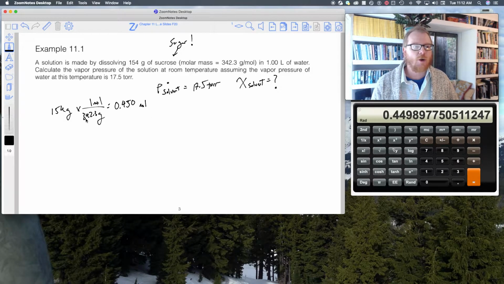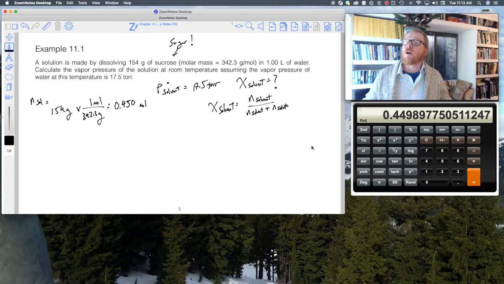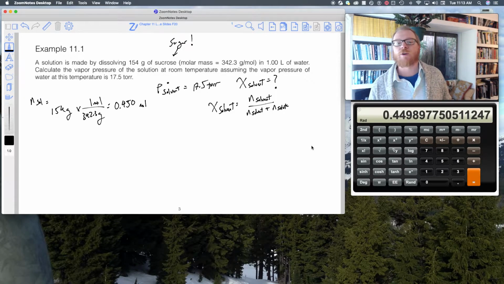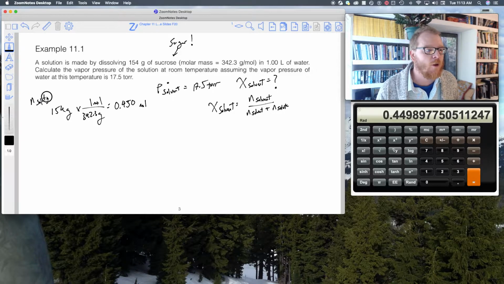Now what I need to do is calculate my moles of solvent. Okay, so let's see, I'm going to say n solute equals this, and I'll define chi solvent as the following. It's the number of moles of solvent divided by the number of moles of solvent plus the number of moles of solute, right? Because the number of moles of solvent plus the number of moles of solute will give me the total number of moles, okay? So there we go.